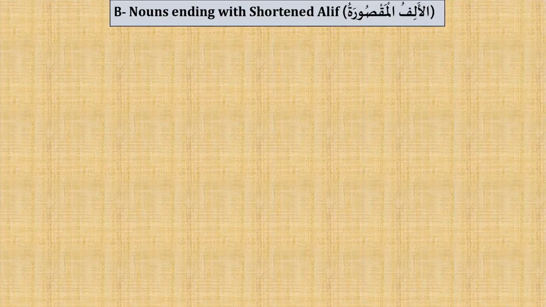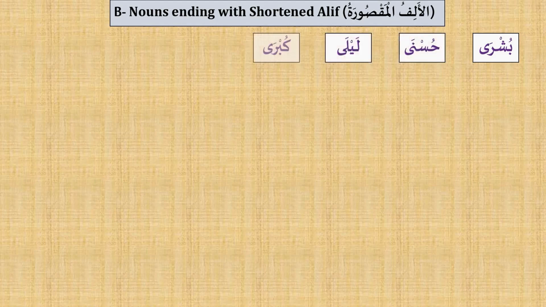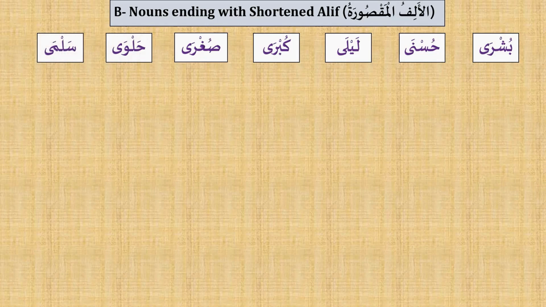The second one of the conventional feminine is nouns ending with shortened alif, alif maqsoora. It ends with shortened alif. Bushra, Husna, Layla, Kubra, Sughra, Halwa, and Salma. All these are considered to be feminine because they end with alif maqsoora, shortened alif.